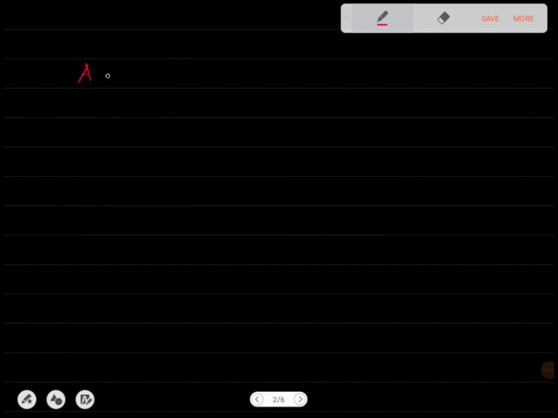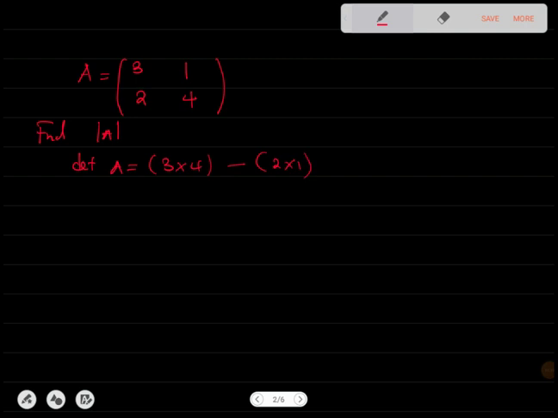If I give you matrix A to be 3, 2, 1, 4, then I say find the determinant of A. For you to find the determinant of A, I will say that det A is equal to 4 times 3, which are the major diagonal elements, minus 2 times 1, which are the minor diagonal elements. So this will be 12 minus 2 to give you 10.